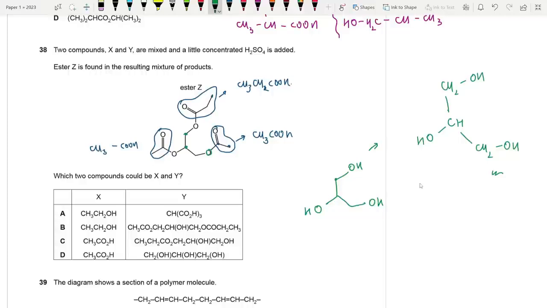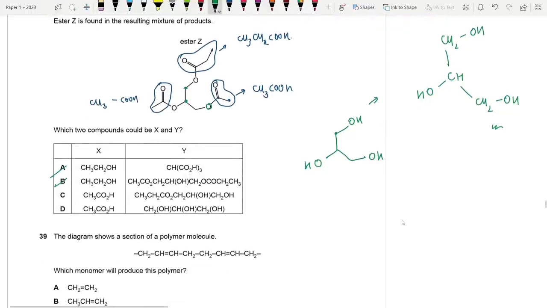However, then we would actually need three carboxylic acids, right? It's a bit strange because we'd need two ethanoic acids and one propanoic acid, which doesn't make sense. So I'm thinking that it might be one ester with two alcohol groups mixed with ethanoic acid. Because here clearly A and B are wrong because there's no way that it's this alcohol. So it's between C and D.